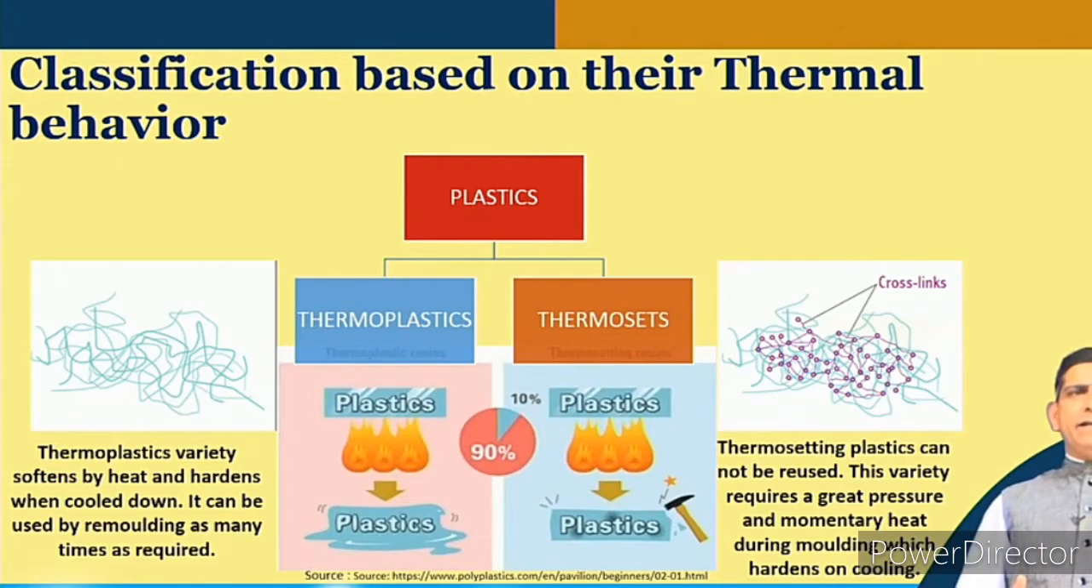Thermosetting plastic cannot be reused. So if we have more and more thermoplastics, it's actually better for the recycling industry. Thermosetting plastic is very difficult, you cannot really reuse it. This variety requires a great pressure and momentary heat during molding, which hardens on cooling. So you cannot really use it that easily. Essentially, you can use it in waste to energy. You can reuse it within the same product, but if you want to make a new product after melting this plastic, it doesn't work that way.